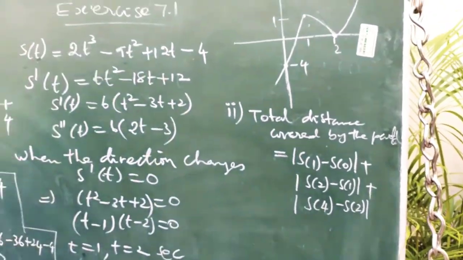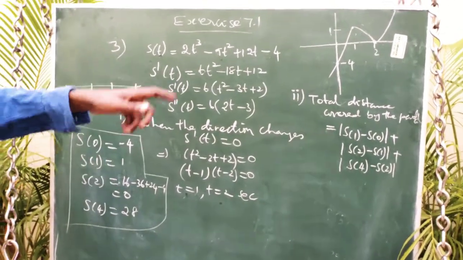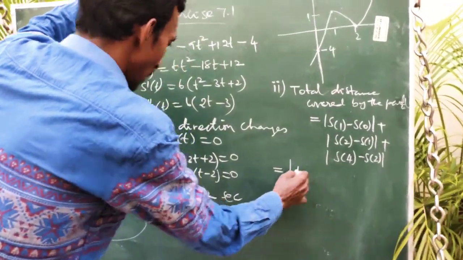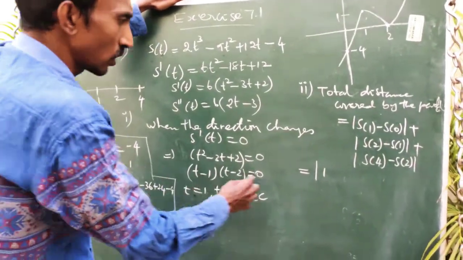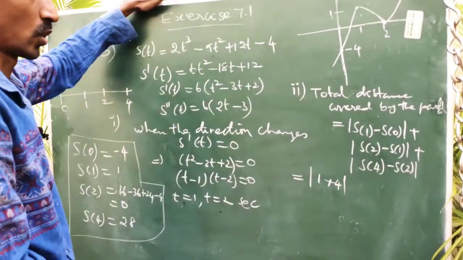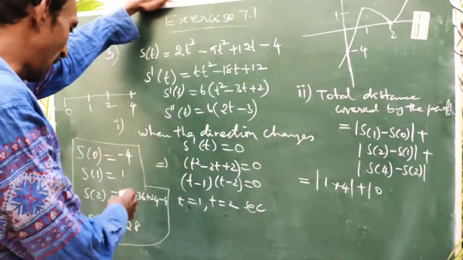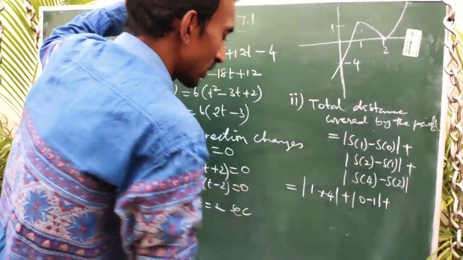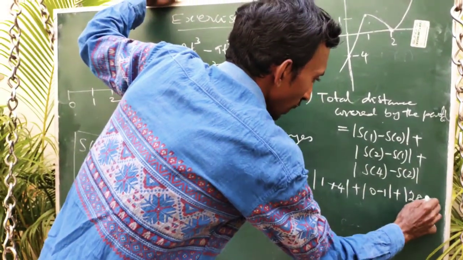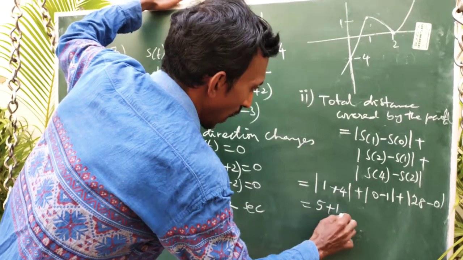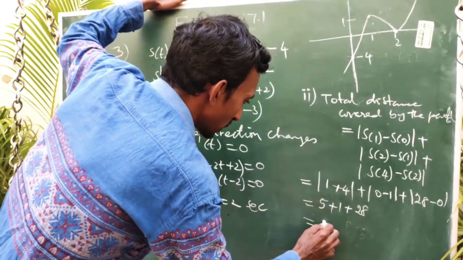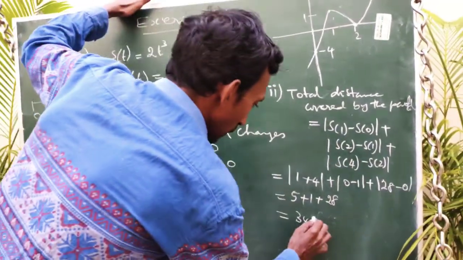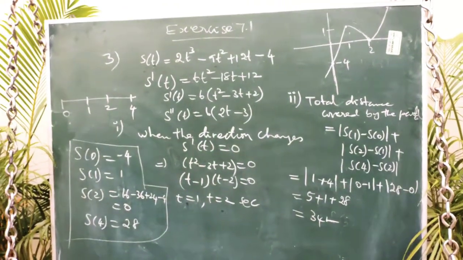I have already found those values before, so put the values here. s of 1 is 1, s of 0 is minus 4, so minus of minus 4 becomes plus 4. s of 2 is 0, again s of 1 is 1, minus 1, but the modulus is present. Plus s of 4 is 28 minus 0. So 5 plus 1 plus 28, that is 34. What is the unit? Meter. So 34 meters.